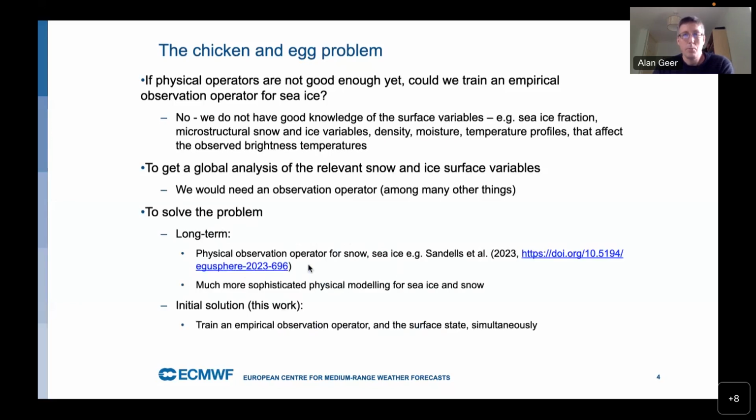Long term, the problem will be solved physically. Physical observation operators for snow and sea ice are coming on very fast. There's a very nice piece of work there. And we're also going to need more sophisticated physical modeling of the sea and the sea ice and the snow to represent things like the microstructure that's needed for radiative transfer simulations. But in the meantime, and as a stepping stone and a bridge towards the physical approach, is the idea of training an empirical observation operator simultaneously with an empirical surface state.